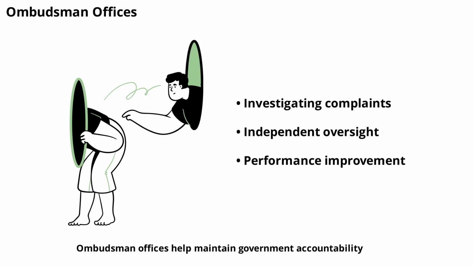Ombudsman offices help maintain government accountability by investigating complaints from the public. These independent offices provide a way for citizens to seek redress and ensure that government actions are fair and lawful. Regular reporting and follow-up help improve government performance.